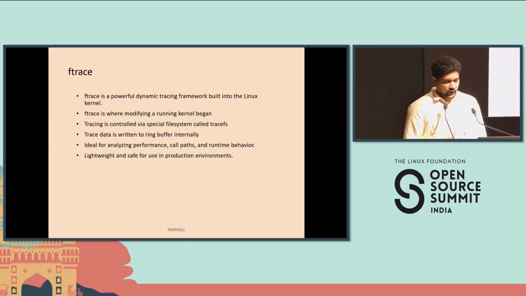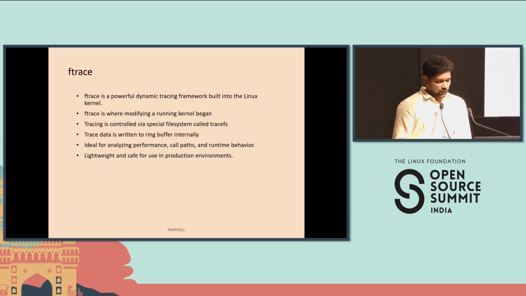Ftrace is where all the tracing started in the kernel. It's a tracing framework itself, and the trace data is written into a ring buffer internally. When you are new to the kernel or to a subsystem, it's very useful for understanding the code flow, the flow of functions happening inside the kernel.